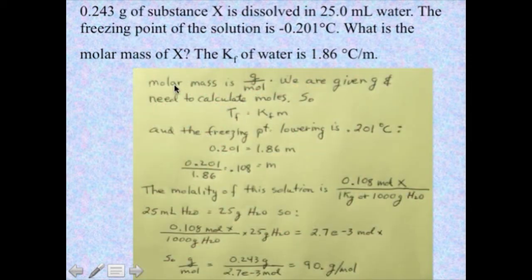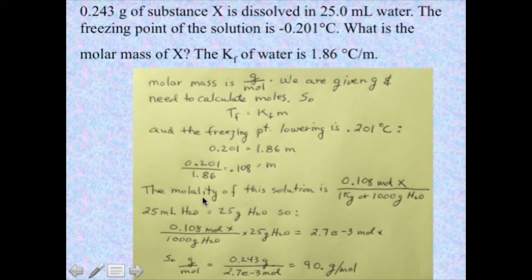So we're after molar mass, which is defined as grams per mole. We are given grams, so we have the numerator already of the solute. We need to calculate moles. We use the freezing point equation. The freezing point lowering is 0.201 degrees Celsius. We now can calculate the molality by dividing 0.201 by the freezing point depression constant, 1.86. And we get 0.108 molal.